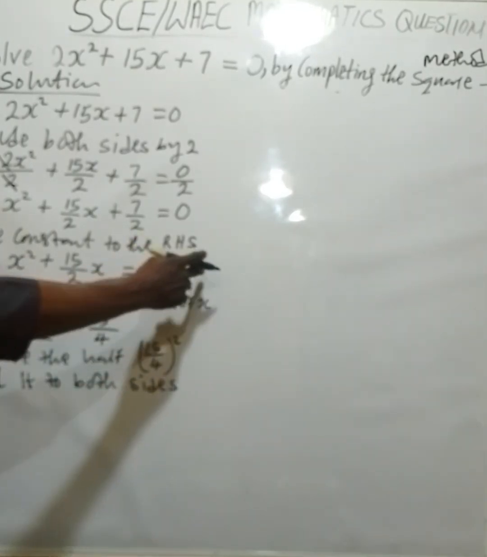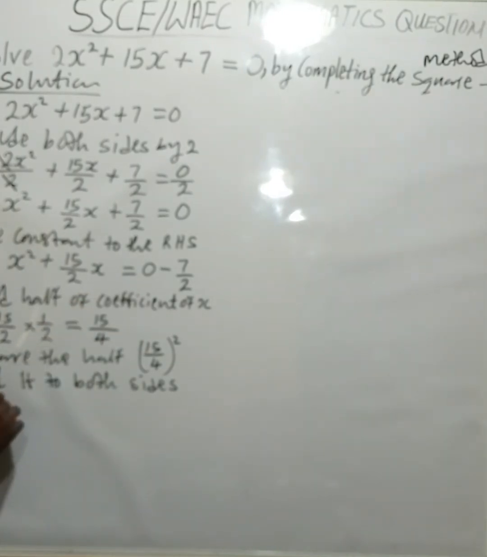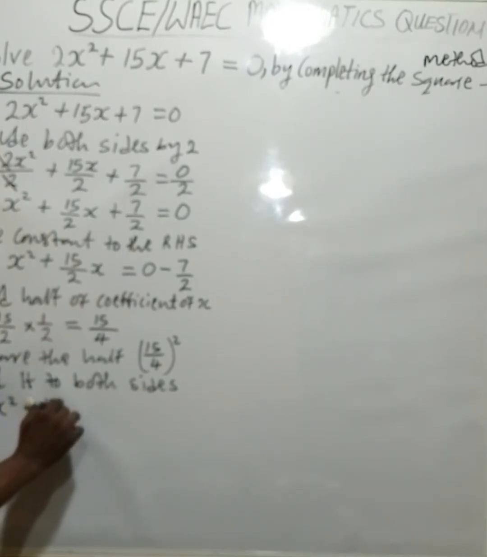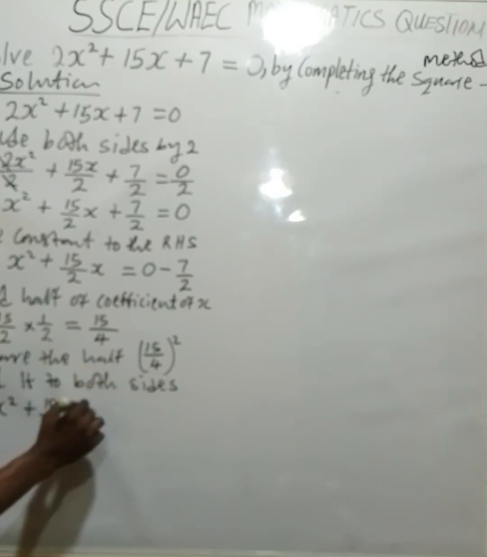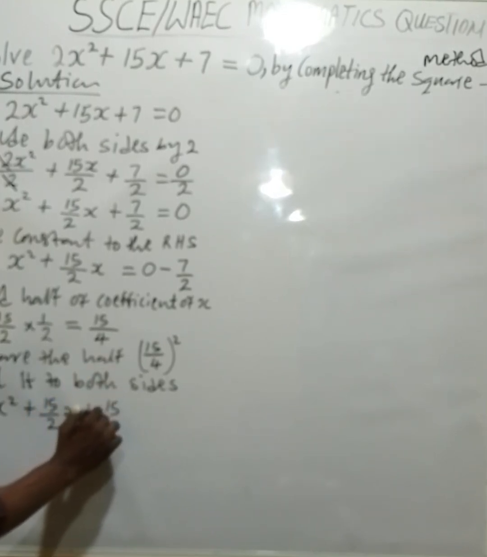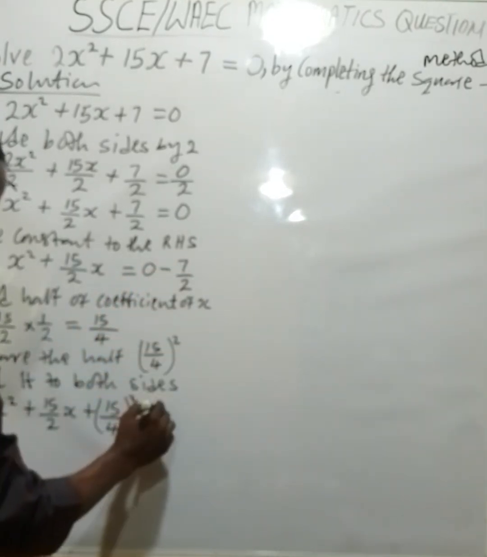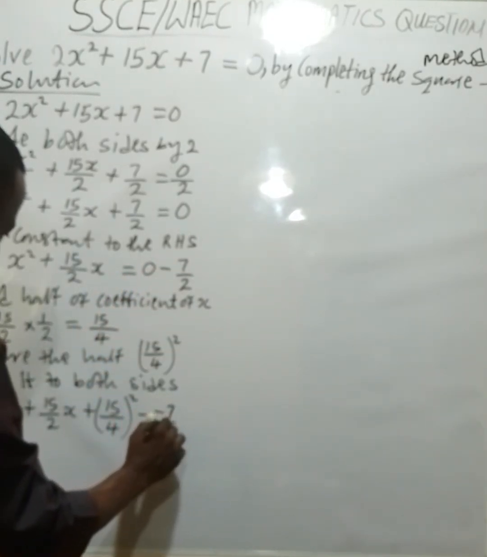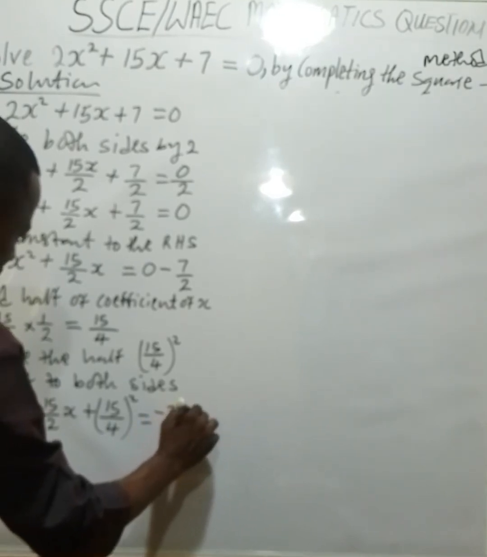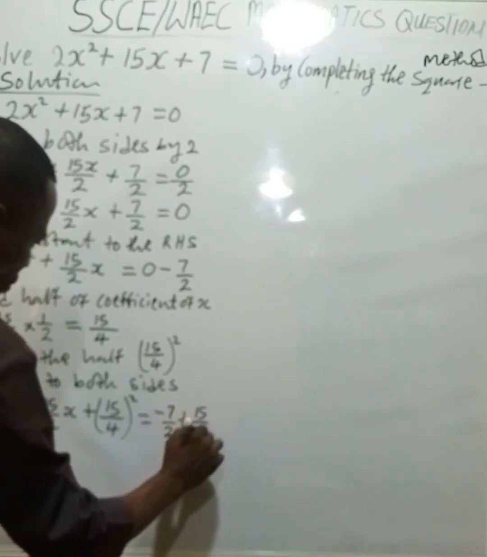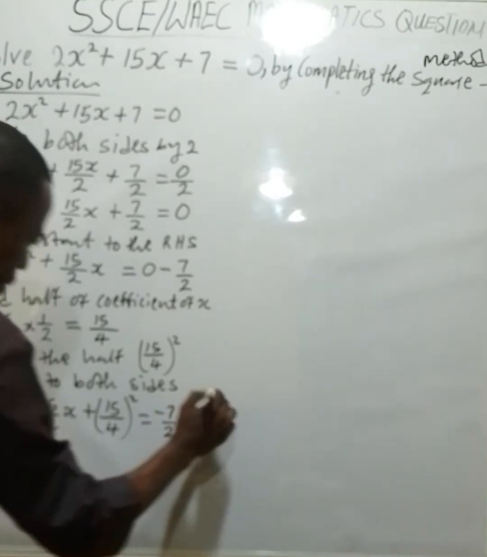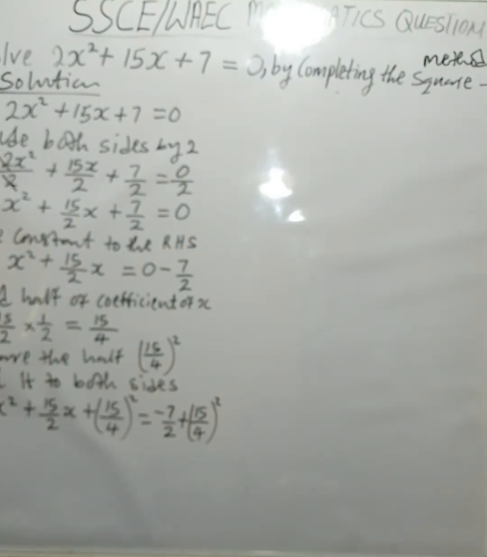So I know this is where we stop now. It will now give us x squared plus 15 over 2 x plus 15 over 4 squared equals, 0 minus 7 will give you minus 7 over 2 plus 15 over 4 raised to power 2. Are we together?